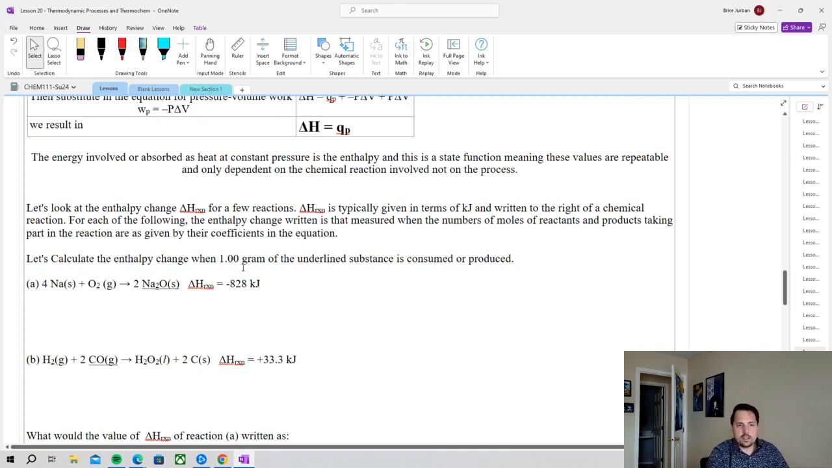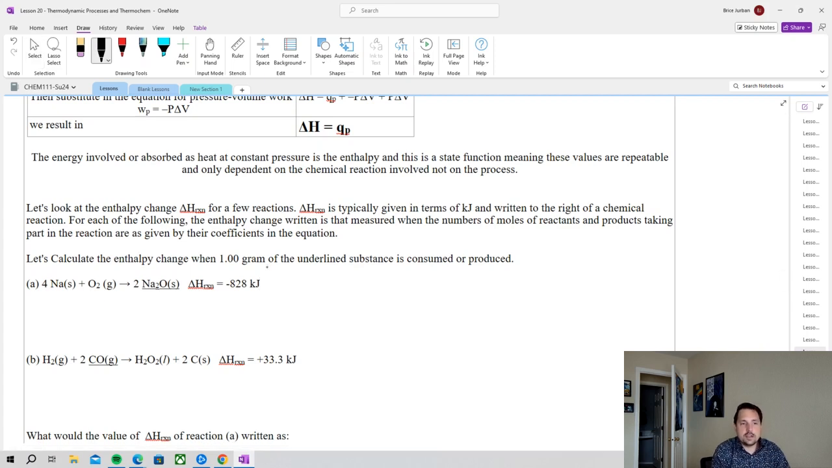So let's calculate the enthalpy change for two different reactions when we have 1 gram of the underlying substance that's consumed or produced. So if I have a synthesis reaction between sodium and oxygen, I form sodium oxide, and I have a balanced chemical reaction. And the enthalpy of this reaction is negative 828 kilojoules for the amounts for the reaction as it's written. So that means that we have to pay attention to the coefficients here.